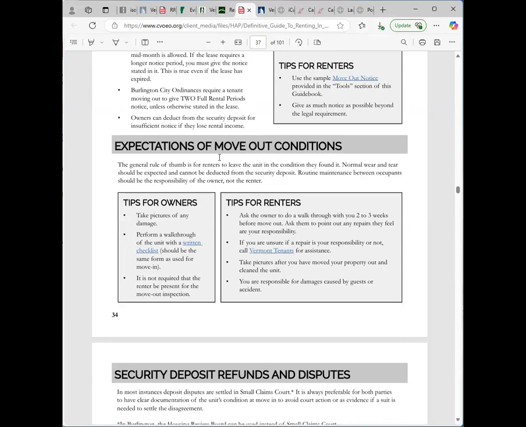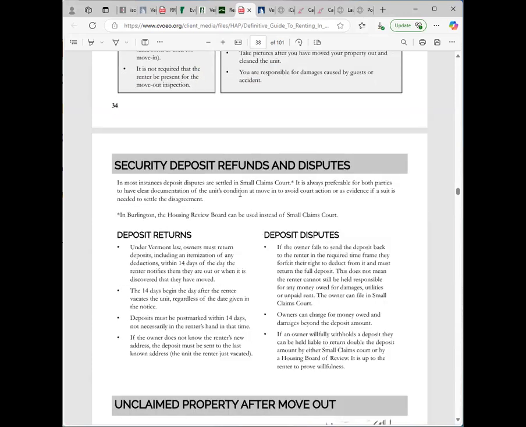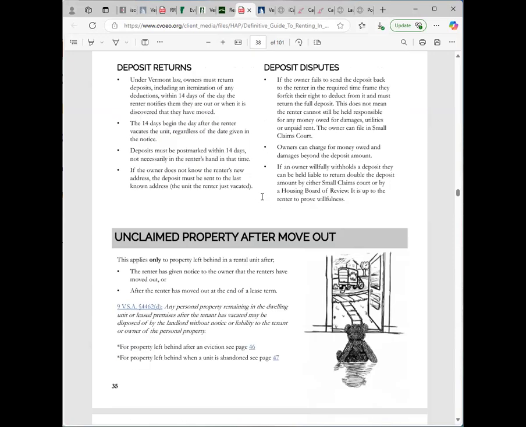Expectations of move-out conditions are on page 34. Security deposit refunds and disputes. In most instances, deposit disputes are settled in small claims. In Burlington, the Housing Review Board can be used instead of small claims court. You want to make sure you know what applies to you. So if you have a rental in Burlington, there are lots of different nuances. Make sure that you are understanding the specific requirements for your rental in Burlington. If you're not in Burlington, then the majority of this is going to apply, but you still need to make sure that you are catching all of this for wherever your rental is in Vermont.